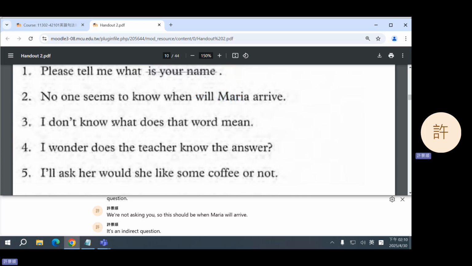Number 3, I don't know what does that word mean. Is this correct? It is also not correct. Again, I'm not asking you. I'm telling you this is the question. So it is again an indirect question. I don't know what that word means. No does. So you have to move the S back to the verb. I don't know what that word means.